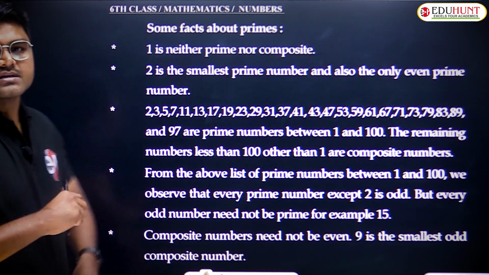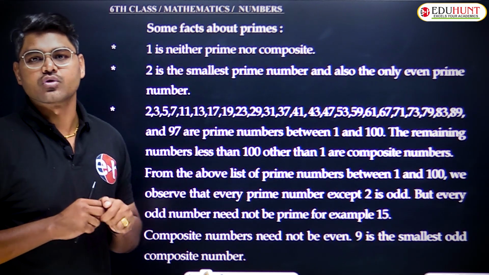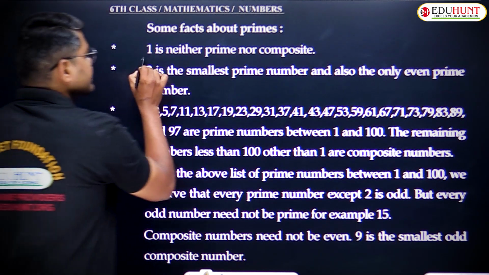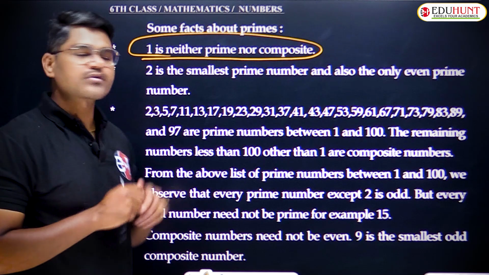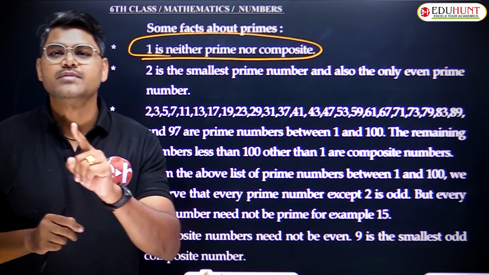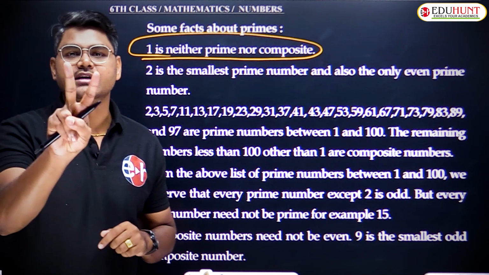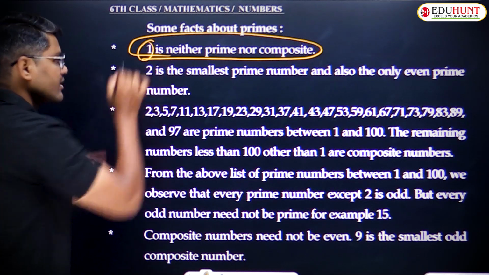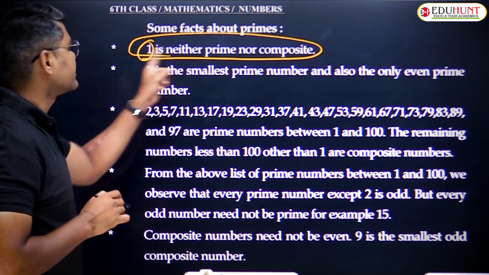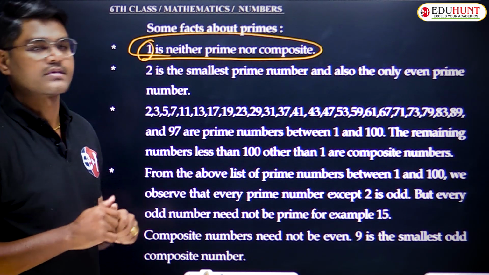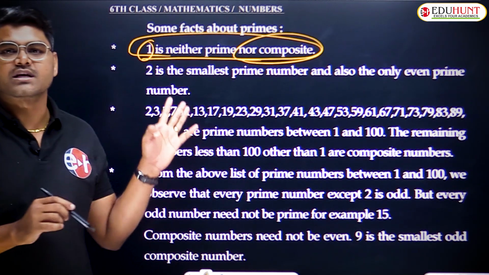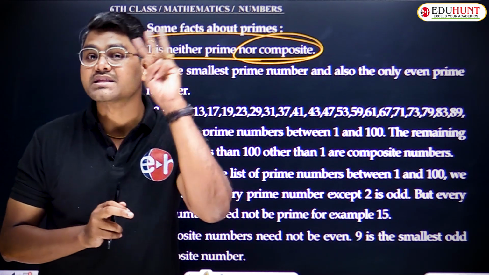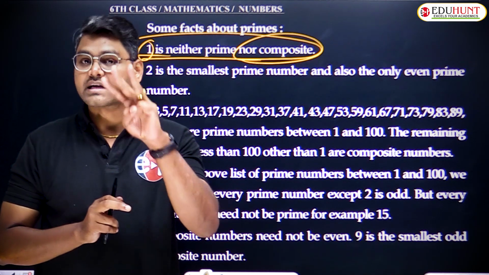Some facts about prime numbers we should know. 1 is neither prime nor composite number. What is the condition for prime number? There must be only two factors, but 1 is having only one factor. So 1 is not a prime number. And this is not a composite number. Composite number means there must be at least three factors.